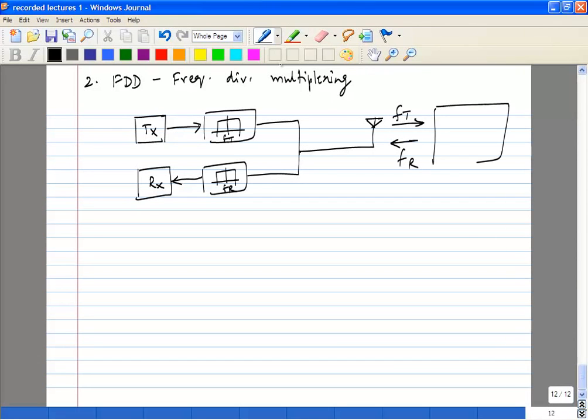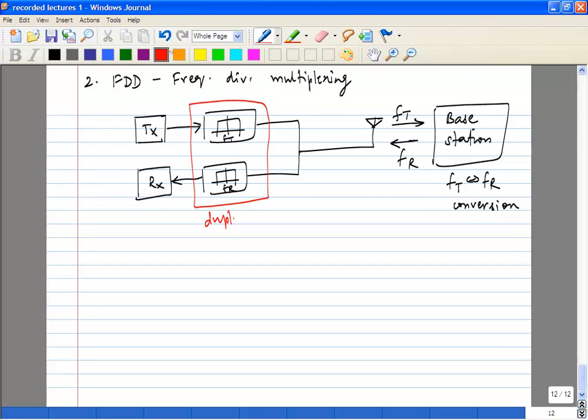The important things to know: you have what is called a base station that performs FT to FR conversion. This portion is called the duplexer filter. Both RX and TX can be on at the same time because they use two totally different bands. And here you're also worried about the loss of the duplexer.